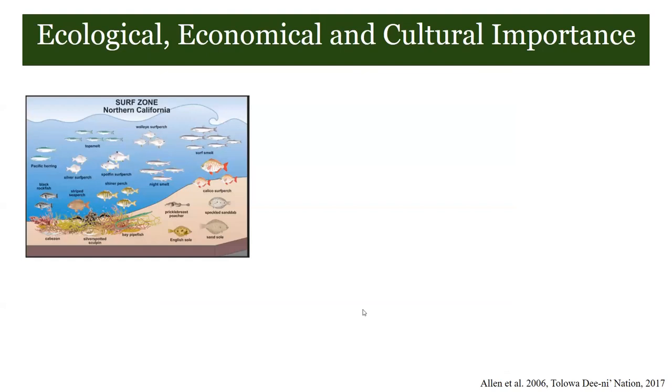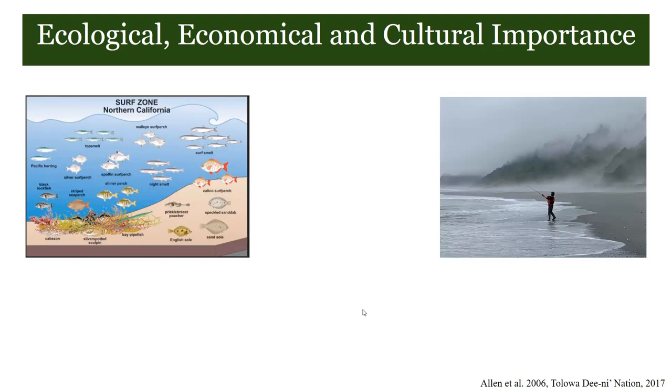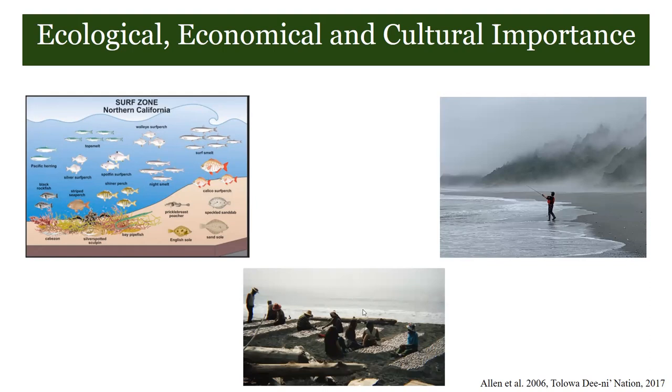So I mentioned fishes are of economic and cultural importance. They're also ecologically important, right? This is a nice trophic dynamics figure from Allen et al. in 2006, where you can see the different types of fish and how they might interact. They're also of commercial importance, both for recreational and commercial fishers, as you see here. This is actually one of our student anglers fishing for a red-tailed surf perch. And then they're also of cultural importance.